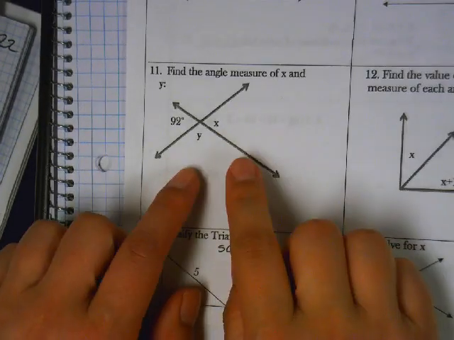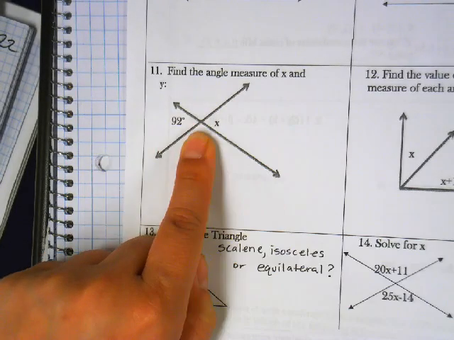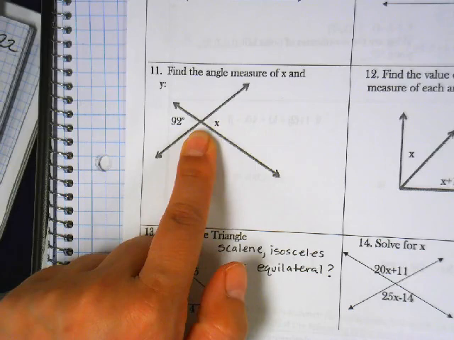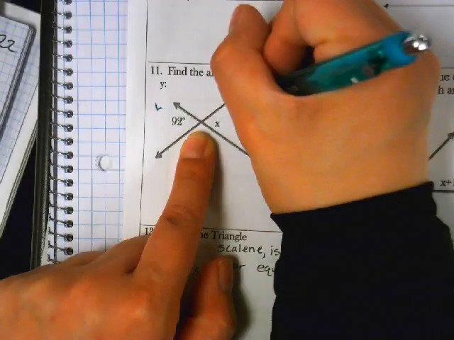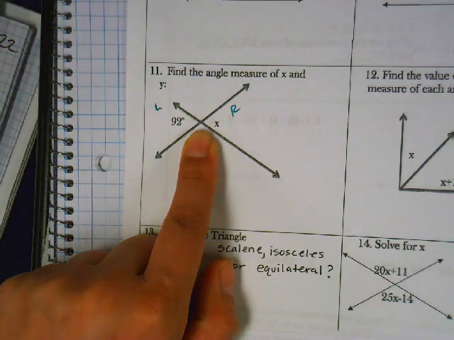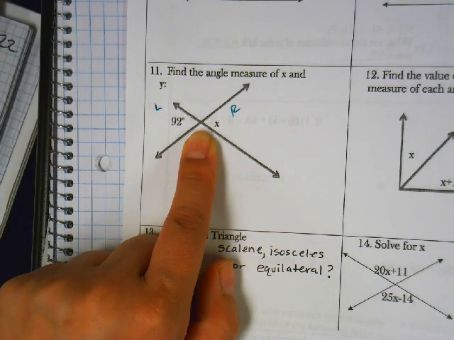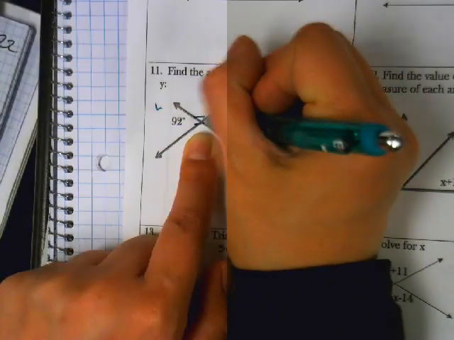These are vertical angles. These two are vertical from each other. What does that mean? They're opposite. One's on the left and one's on the right. Do you guys see that? They're opposite. What's the main purpose of vertical angles? They're congruent, which is a fancy word for equals. So these two are equal to each other.